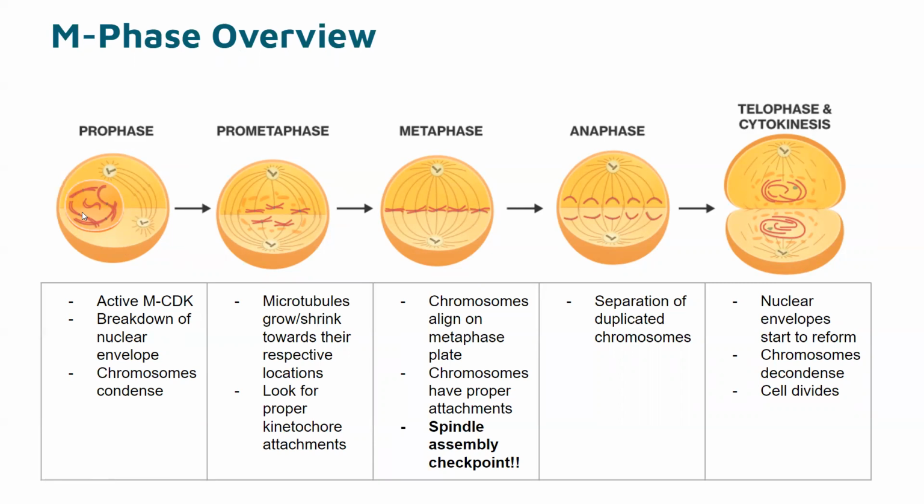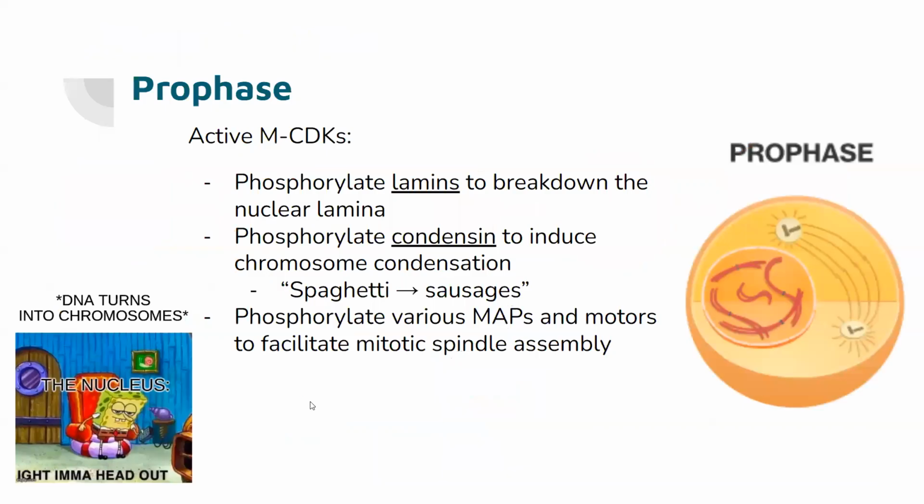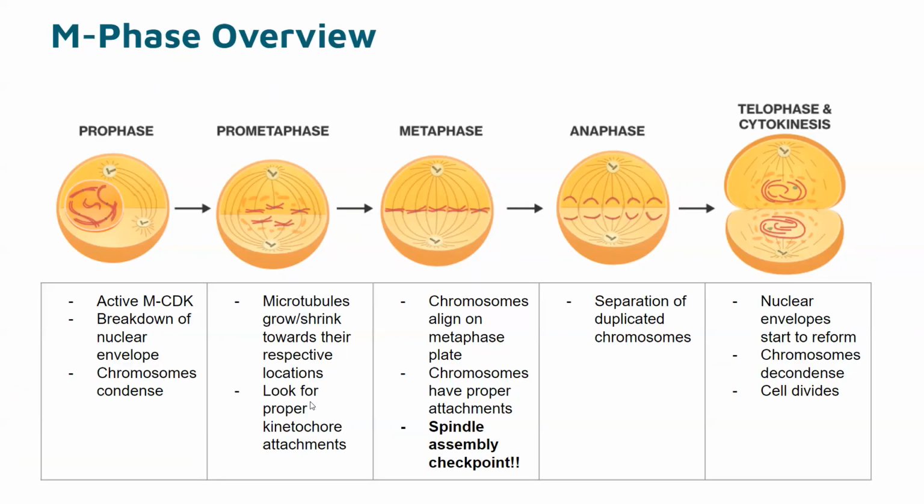Chromosomes will start to condense into the typical shape that we think of when we think of chromosomes. Then prometaphase, the microtubules will be growing and shrinking, and they're going to get aligned and start attaching to the microtubules over here. And then metaphase, the chromosomes are going to start to align along the metaphase plate here. Chromosomes are going to have their proper spindle attachments at the kinetochores.